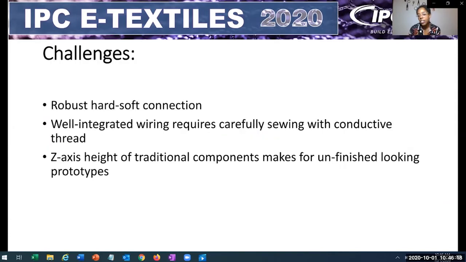So from there, we reflected on our own challenges with prototyping a good looks-like prototype. And of course, the hard-soft connection that we always talk about in e-textiles came up, that it's really hard to prototype a good hard-soft connection. We also found that it's really hard to integrate wiring without sewing conductive thread, which we also heard was a process a lot of people wanted to avoid. And then of course, the z-axis height of traditional components can often make for unfinished-looking prototypes or mechanically weak prototypes, which is a challenge for any sort of testing or looks-like prototype.